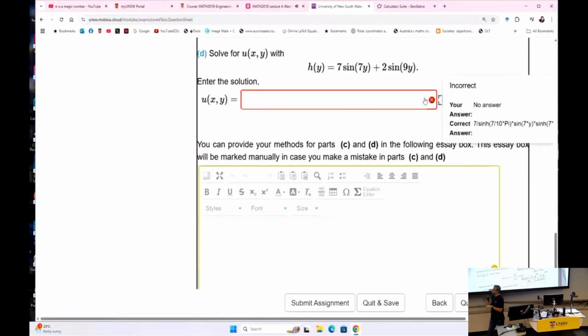The text boxes in this exam are basically where you can provide your methods for parts C and D. They will be marked manually in case you make a mistake. So if you make a mistake and you're frustrated and you're freaking out, you can use that text box to vent, right? Or just provide some working or whatever.